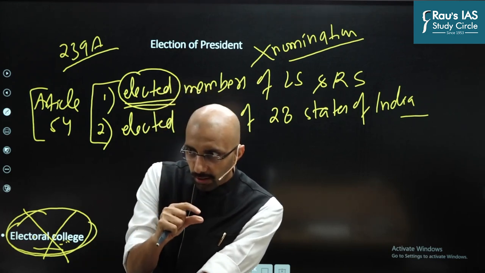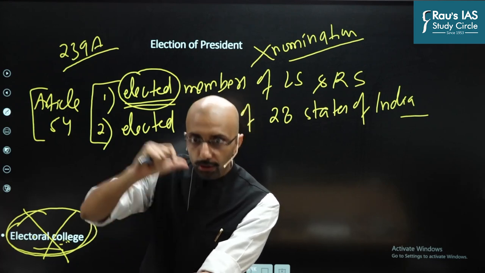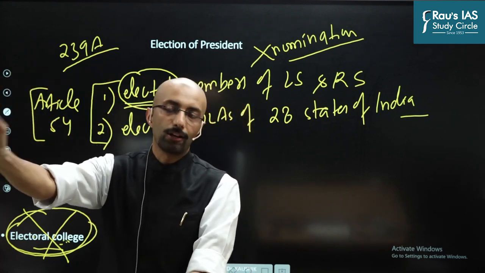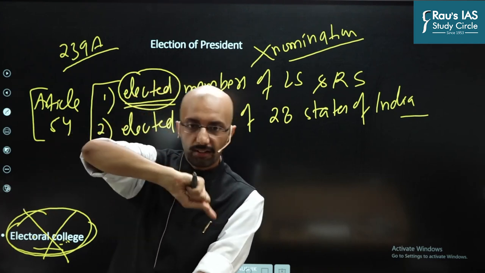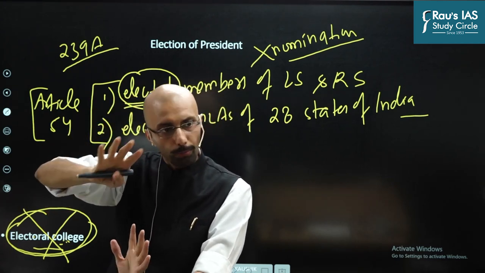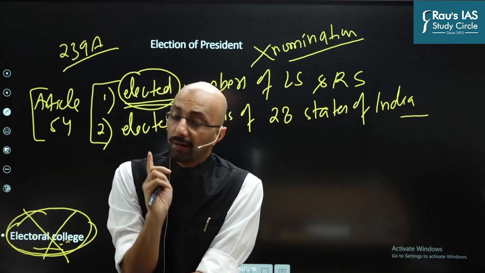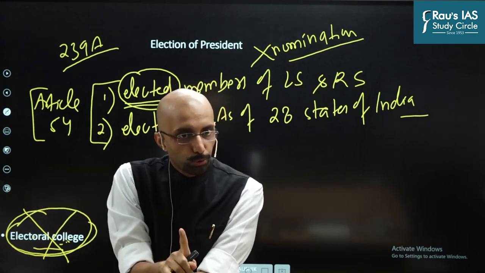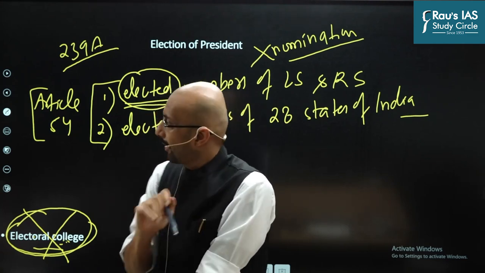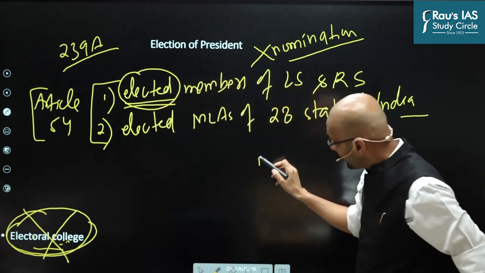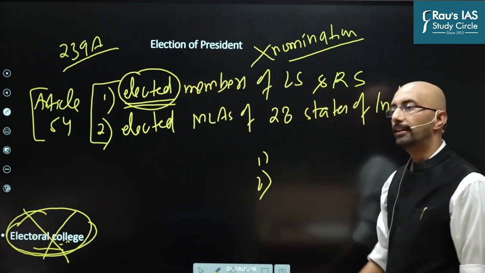And one by one, these UTs were upgraded to states like Goa, like Himachal, like Tripura, Arunachal. So all these were UTs with Vidhan Sabhas, but now they have all become states. But Pondicherry since then is still a UT. So Pondicherry is a UT with its own Vidhan Sabha. That's one exception. And second, it will come in context of Delhi.